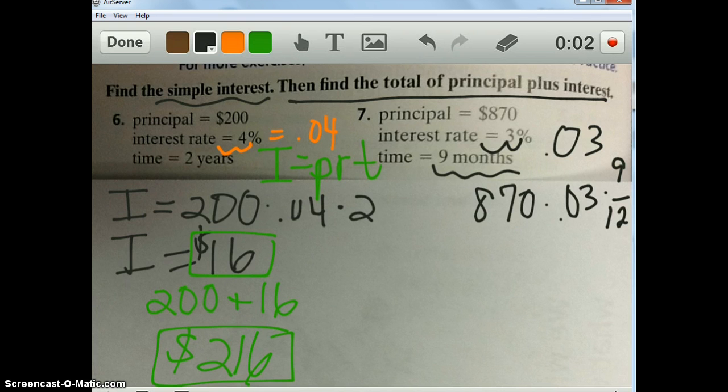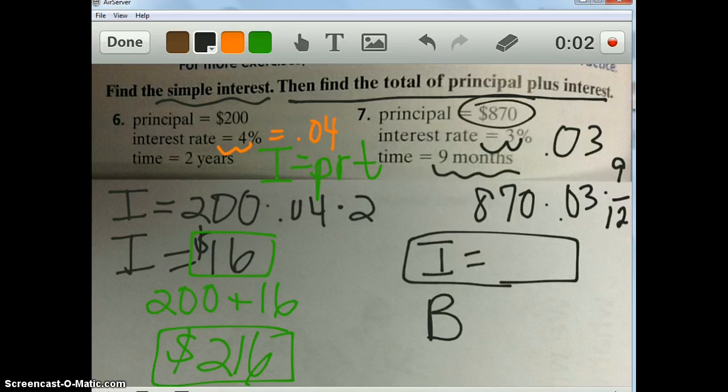So go through and get an answer for that. That's going to be your interest. And then you not only have to find that, but once you find your interest, take whatever you got here, add it to your original, and that will give you your balance. So you're going to get two answers there, but I'm going to let you work that one out by yourself because I'm confident that you can. So if you need to pause right now, do that. I'm going to keep going on to the next one.